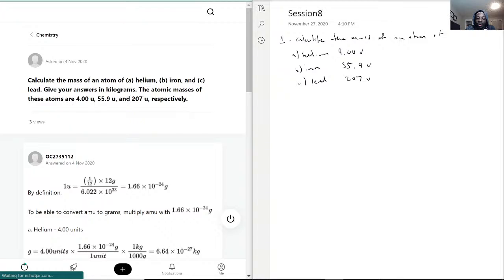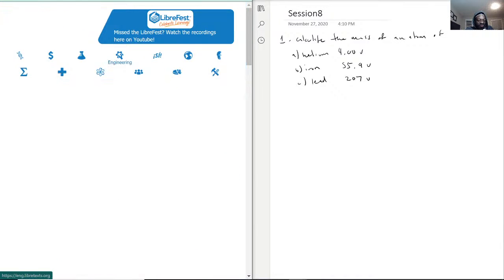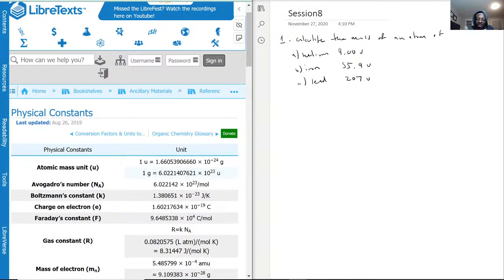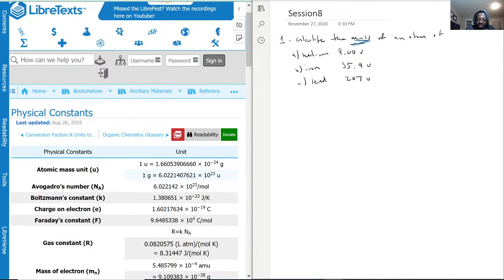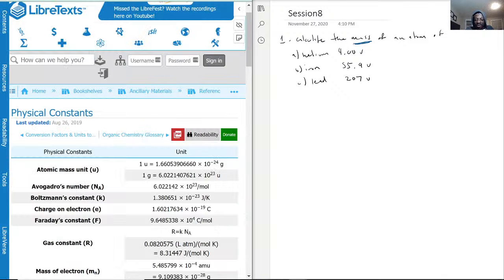Okay, so then how do we solve this question? We would actually go over to our conversion table. I believe it's this one here. Under physical constants, they want the mass of an atom, and the answer is in kilograms. The good news is that we have a conversion factor that we can use.